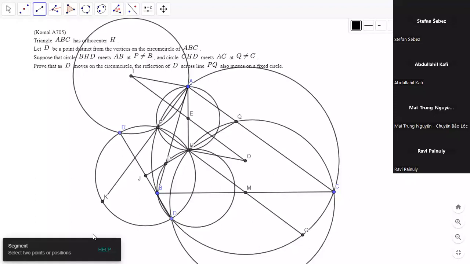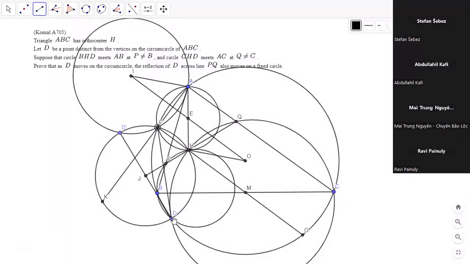So this angle, maybe we could even use harmonics because we want to show that FD, FD prime, FK, and FG are harmonic. That might be the best way to go, actually. What could we project that onto? We could try projecting it onto the circle.